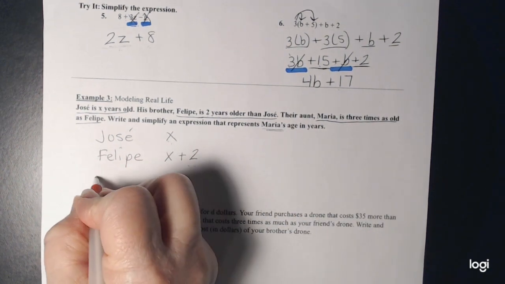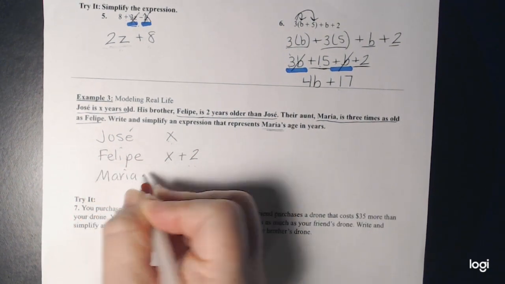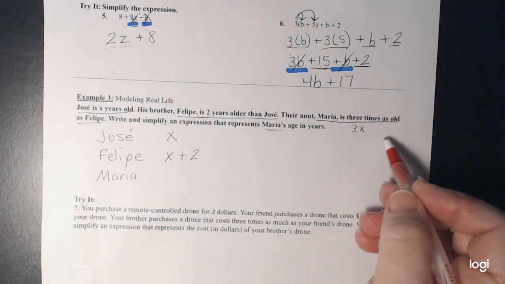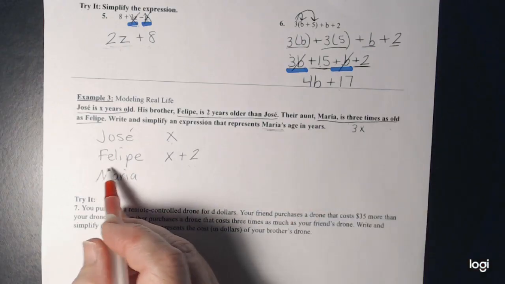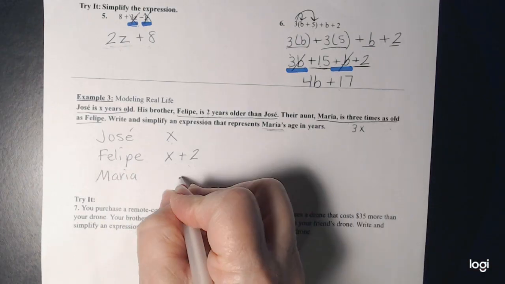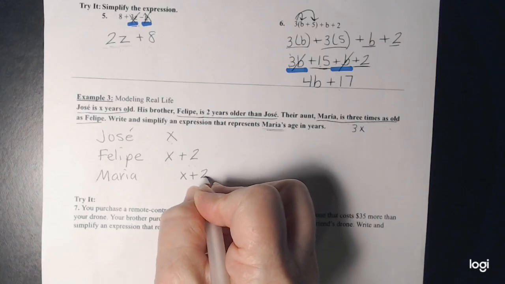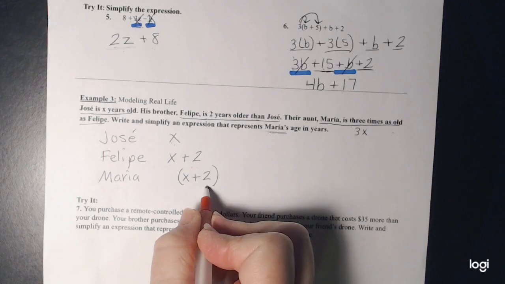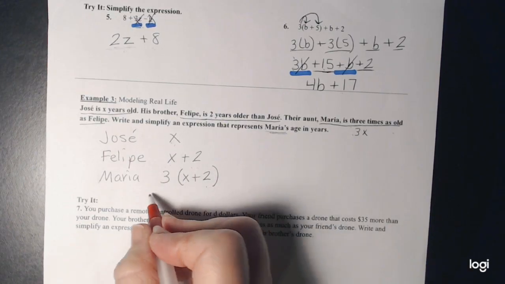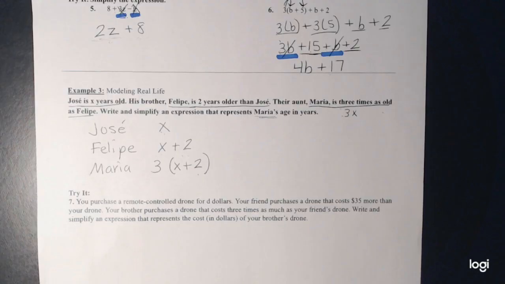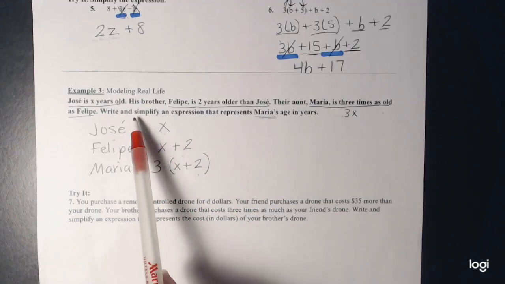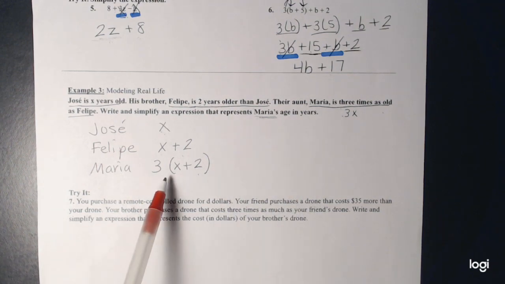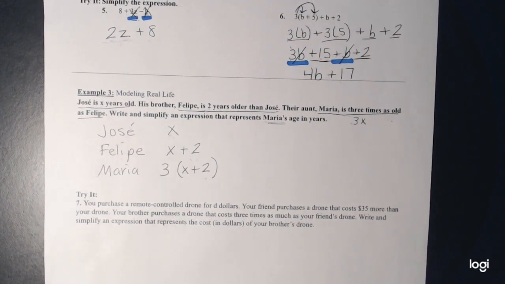All right, let's do Maria. See if we can solve Maria now. Maria is 3 times as old as who? 3 times as old as Felipe. So if Felipe is X plus 2, we have to take that and multiply that times 3. That looks very similar to the distributive property that we did. So it says write and simplify an expression that represents Maria's age. Well, the expression we wrote is 3 times X plus 2.